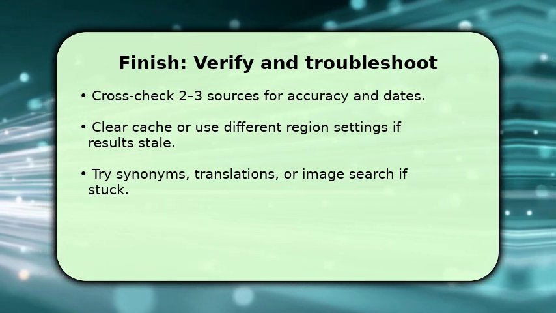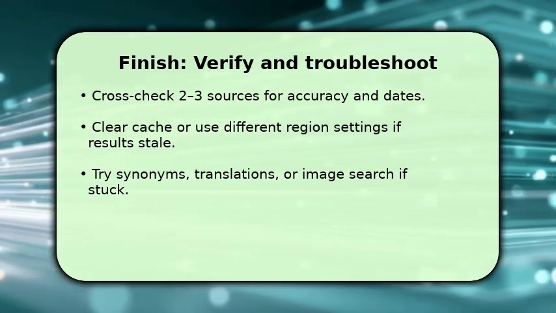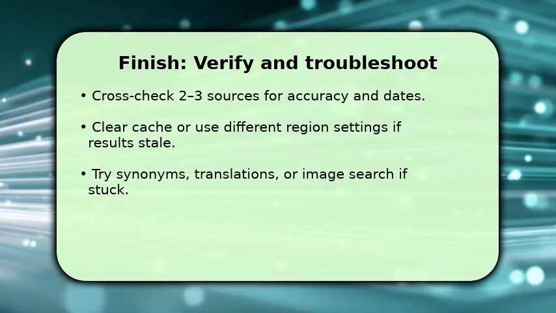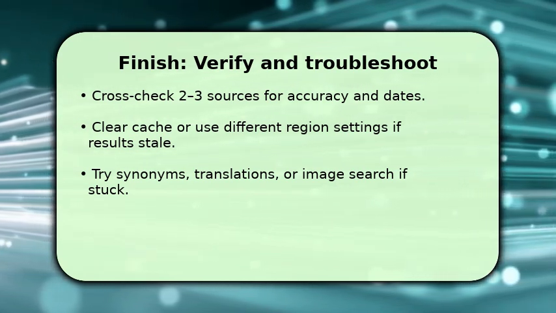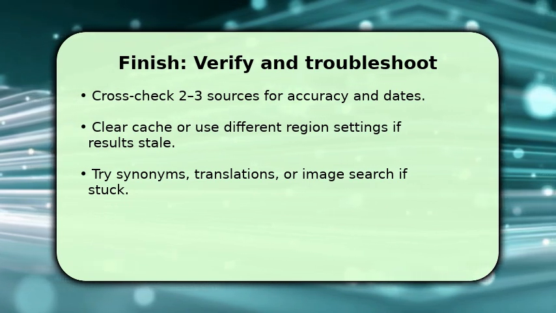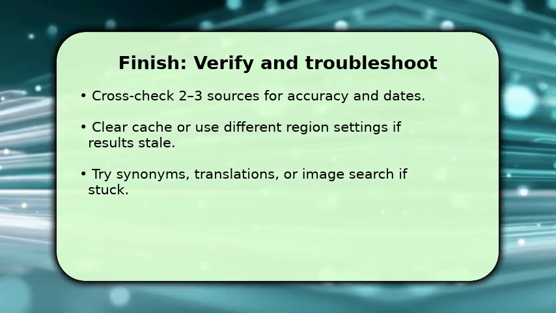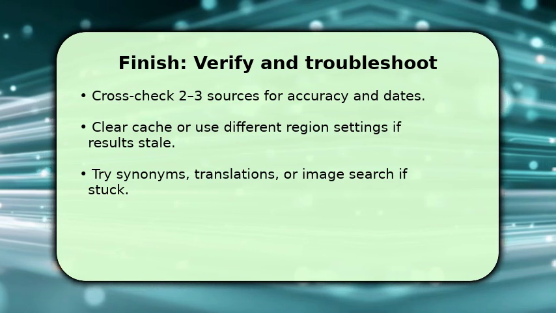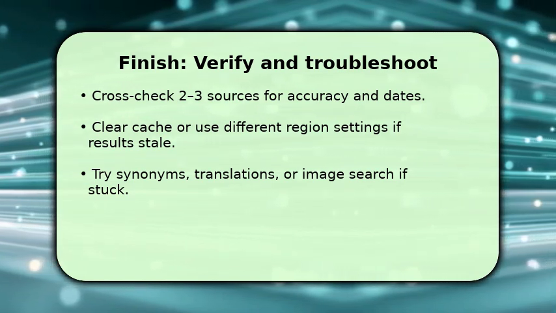If Google keeps returning irrelevant pages, clear cache, switch region or language settings, or use incognito to get fresh results. If that fails, try synonyms, alternate spellings, or Google Images and reverse image search. These often reveal the exact ball.